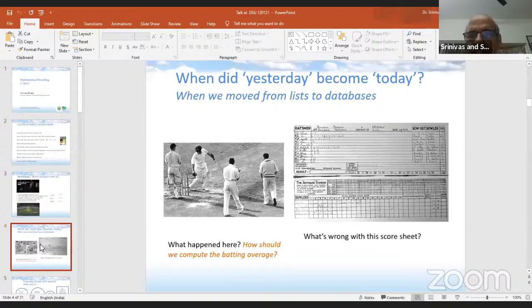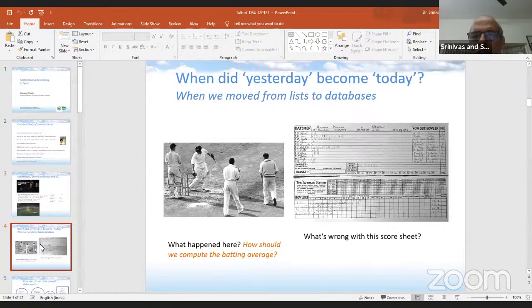Okay, what you see on the right is the cricket scoreboard. I don't know if some of you play cricket in college or as kids. Have you seen this cricket scorecard like that? Some of you might have, but I can't get an answer from you right now because we are online. But there's a question about that, which I'm going to ask. What's wrong with this score sheet?